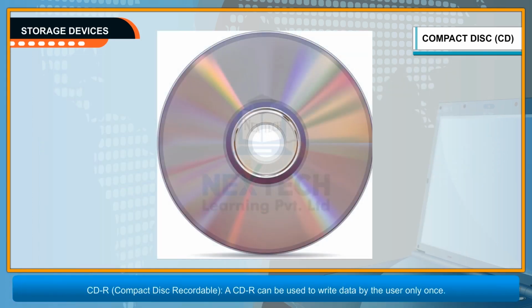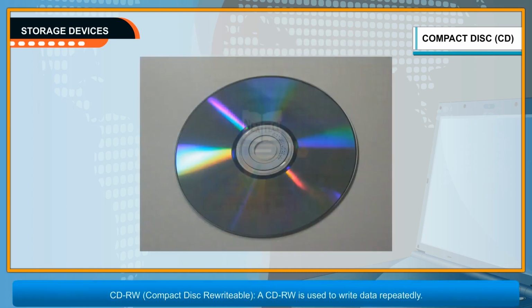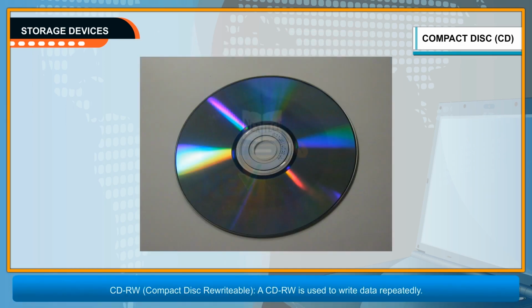CDR, compact disc recordable. A CDR can be used to write data by the user only once. This data cannot be changed or erased. CDRW, compact disc rewritable. A CDRW is used to write data repeatedly. The data can be erased and modified as many times as required.